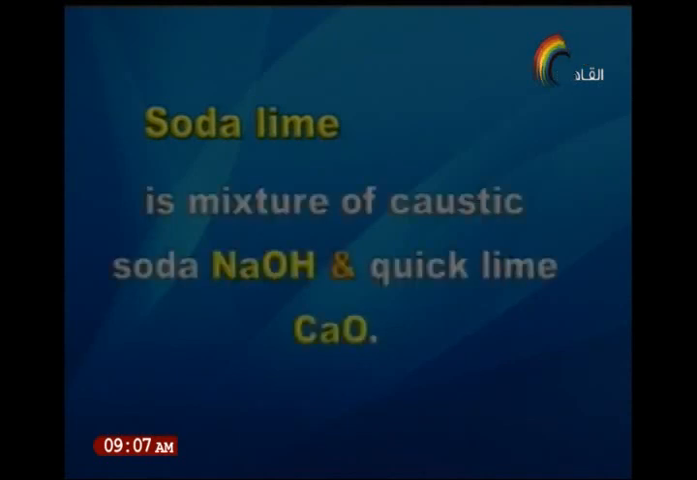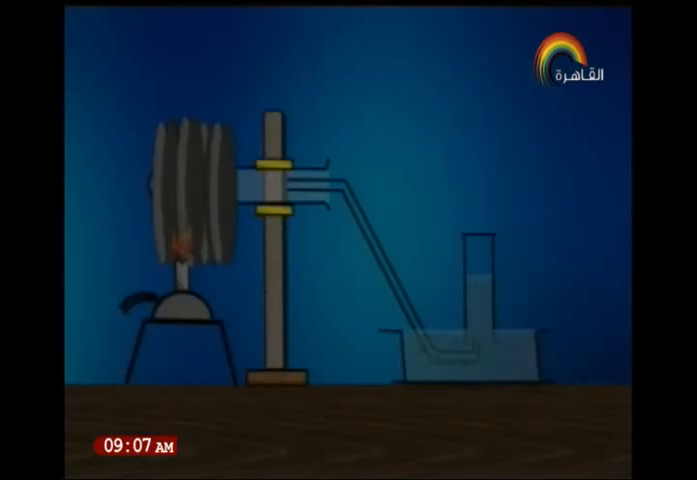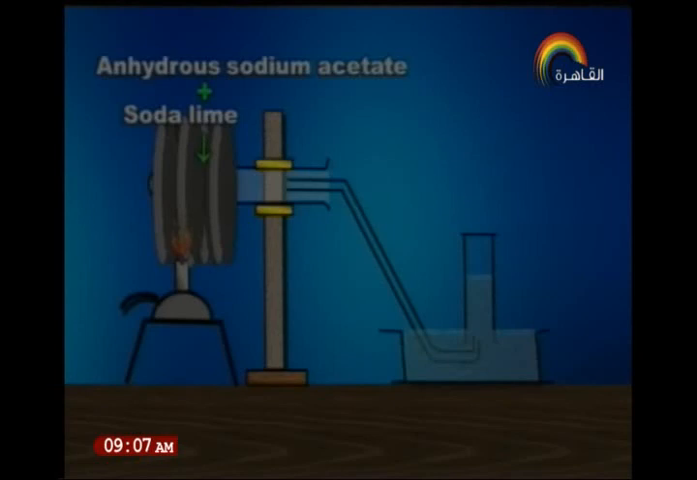Here we have a special device. You have here soda lime. Soda lime is a mixture of what? Caustic soda, NaOH, and quicklime, CaO. Now, look at this. This is heating. Yes, we have heat. When it starts to heat, anhydrous sodium acetate and soda lime start to react. The gas starts to form, as you see, and the water as bubbles. This is methane gas. Great. It's completely great to know that.